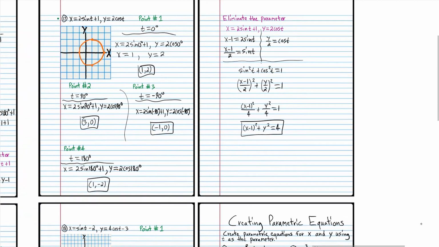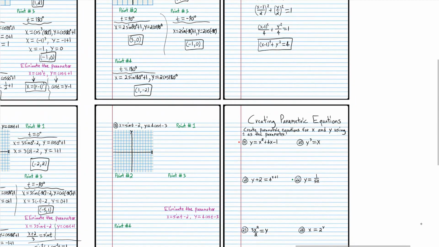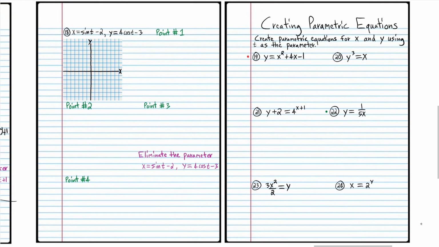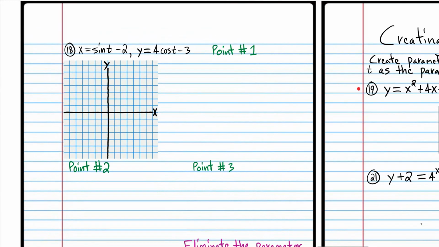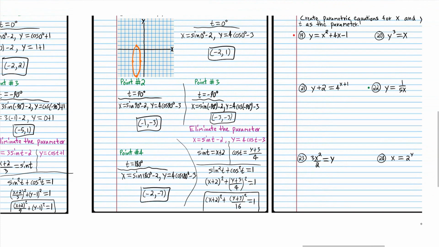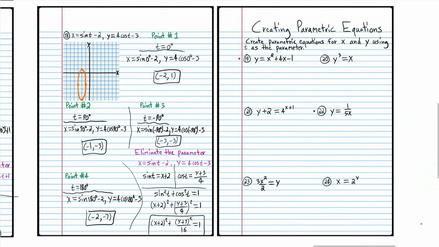So we eliminated the parameter. So I want you to try one more problem like that. Attempt number 18. When you come back, we'll do it together. So we eliminated the parameter, and there you go.